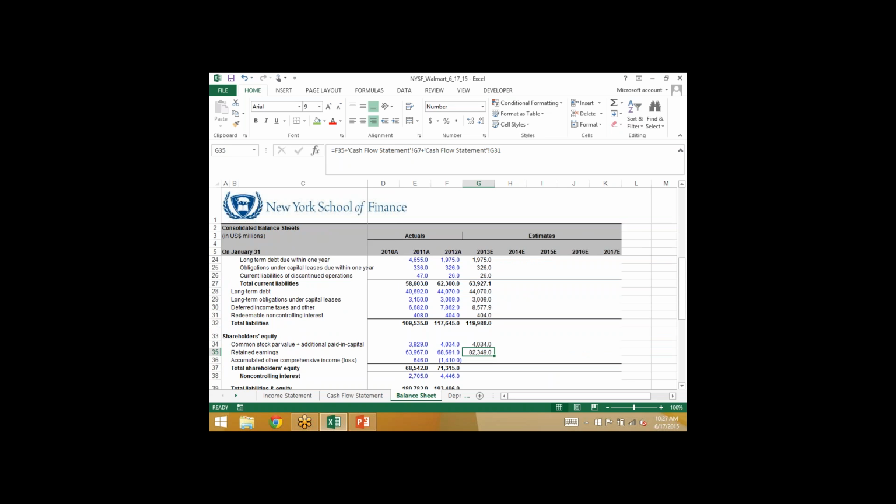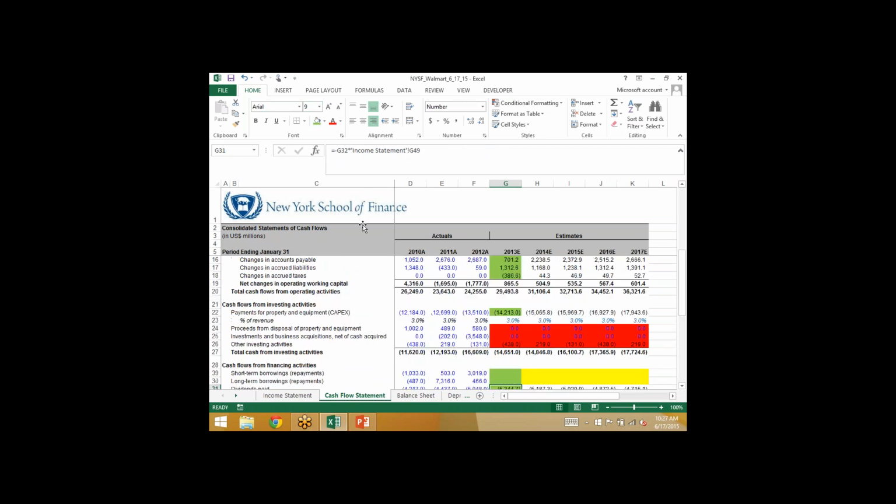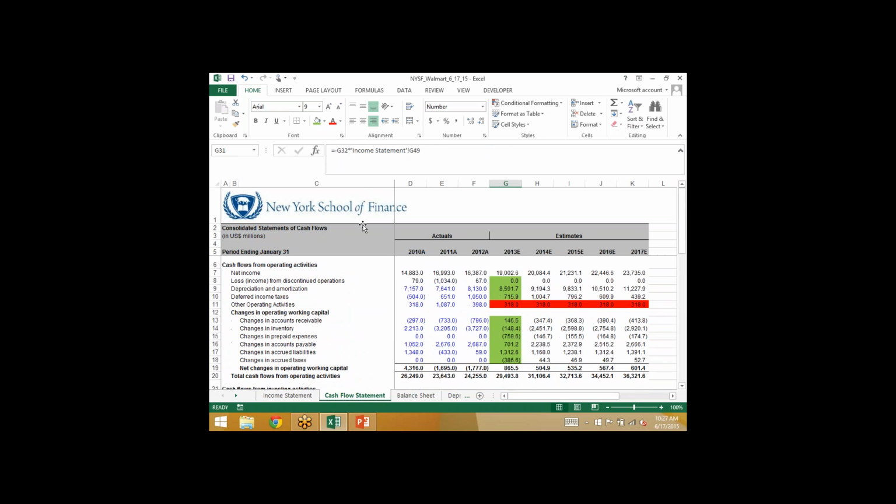That should be 82349. Which handles dividends paid and net income.